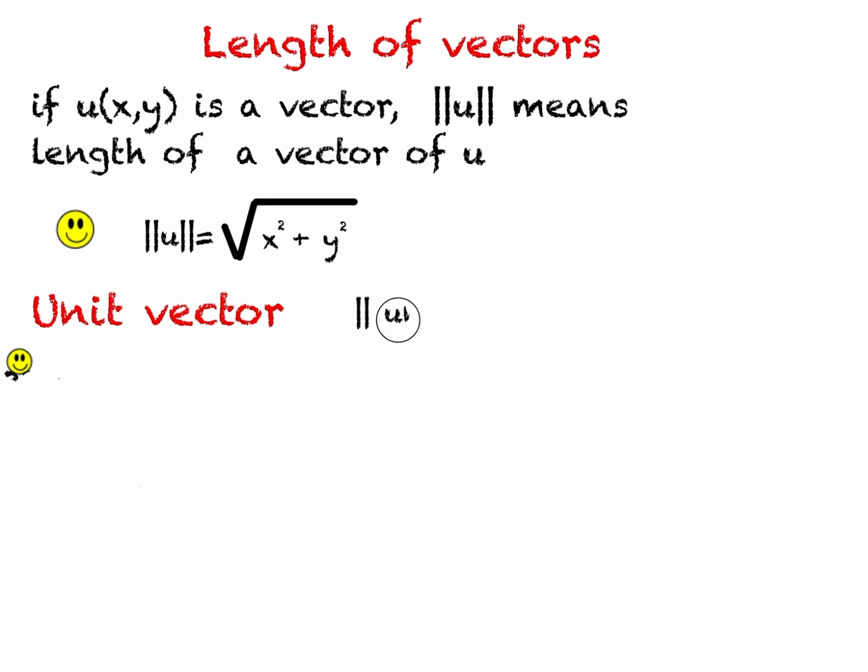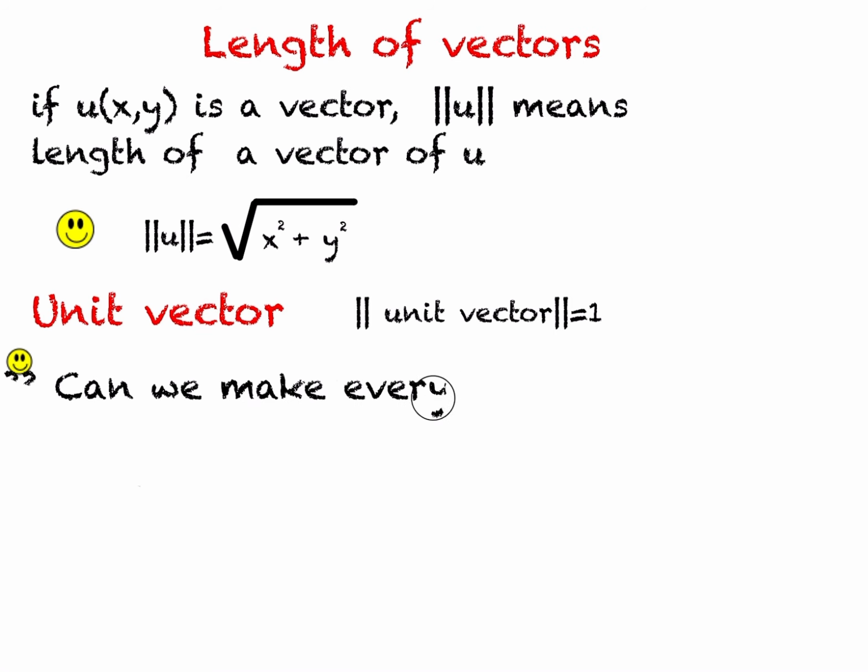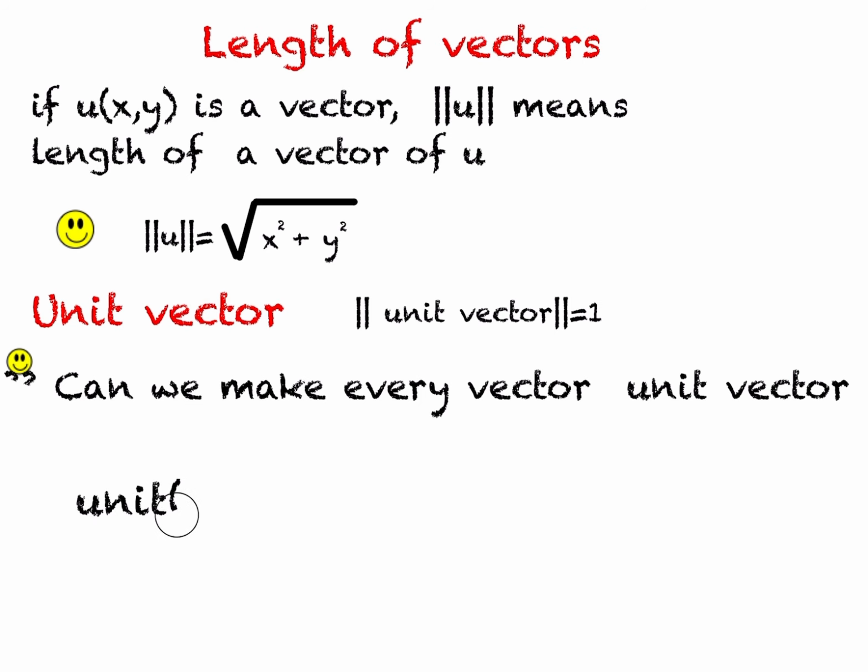So, what is a unit vector? A unit vector is a vector whose length equals 1. Obviously, not all vectors' lengths are 1. So, can we make every vector a unit vector? Yes and no. A unit vector can be made like that. Okay, unit vector of v.